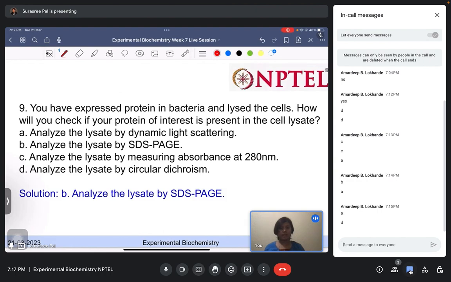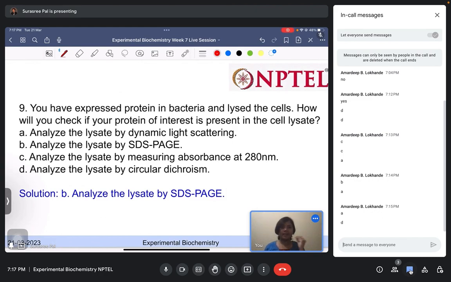If the protein is present in the cell lysate, we can determine that by running the uninduced and the induced sample together. In the uninduced sample, we will not use any inducer. Therefore, there will be no overexpression of our protein of interest. The band specifically will be present in the induced sample only.